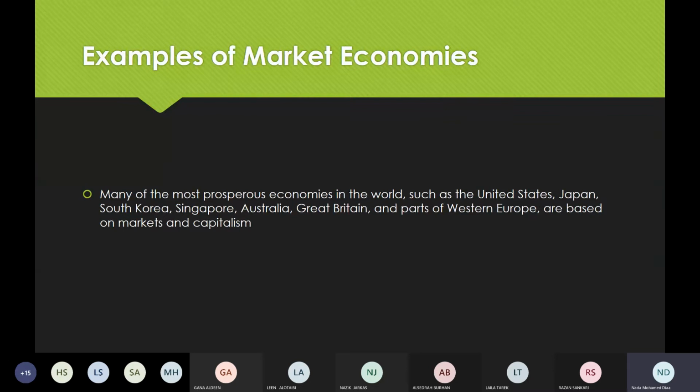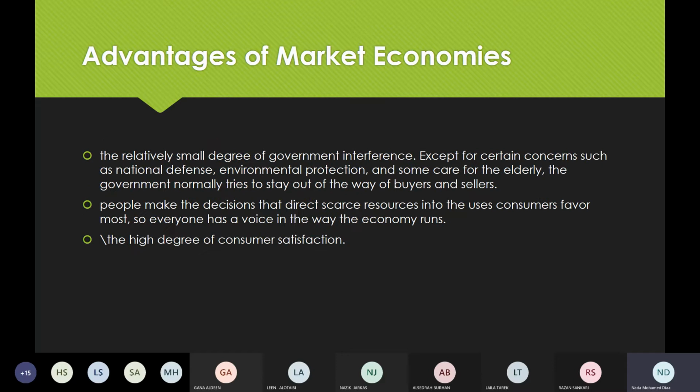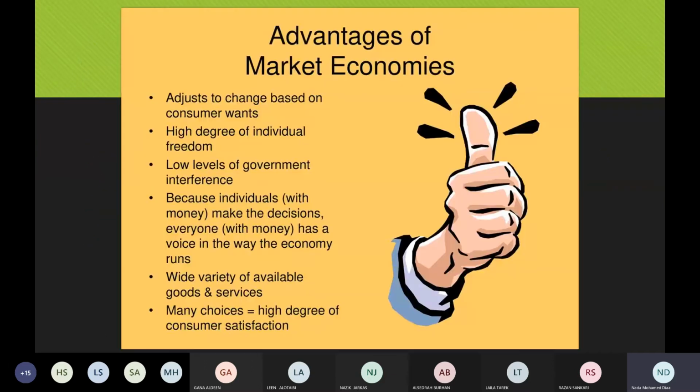So in market economies like the United States, Japan, South Korea, Singapore, Australia, and most of the prosperous economies in the world follow the market economy. An advantage of market economy is a high degree of individual freedom. Everyone is free to do whatever he wants with his money as long as he is satisfied. Number 2, people make the decisions that direct scarce resources, so there is a high degree of consumer satisfaction.